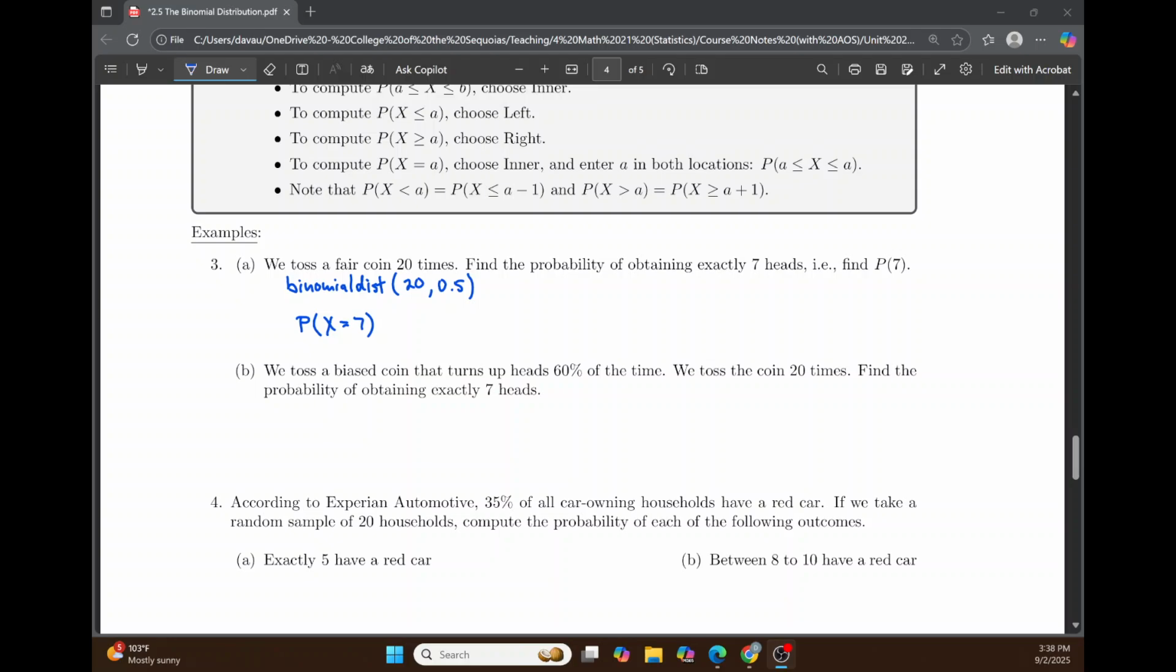So I'm going to amend what I said here a second ago. Probability x equals 7. In Desmos, we actually have to enter that as probability x is between 7 and 7. But then the answer that we came up with was approximately 0.0739.